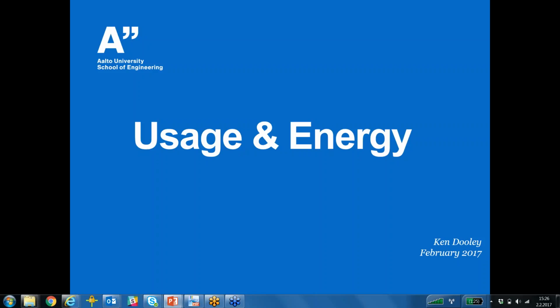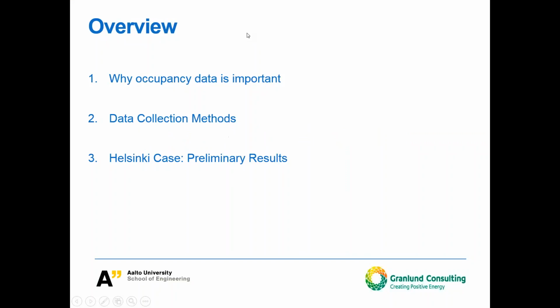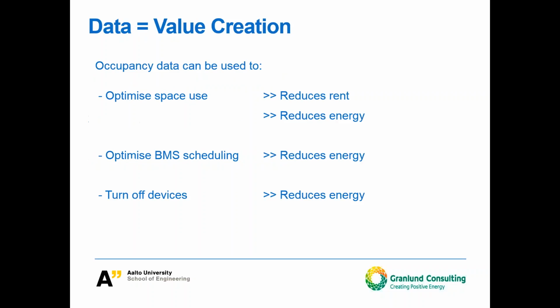Today I'm going to talk about building usage data, so utilization data or occupancy data, and about energy consumption data, and how these two streams of information can be quite useful, especially useful to us as researchers. So today I'm interested in talking about why this data is important, the different ways to collect this data, and to discuss our Helsinki case, which we have collected with Cognimatics and some Axis cameras.